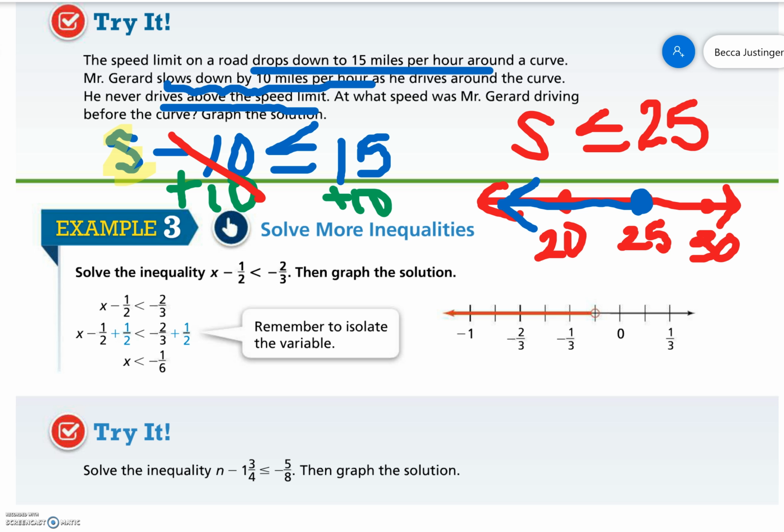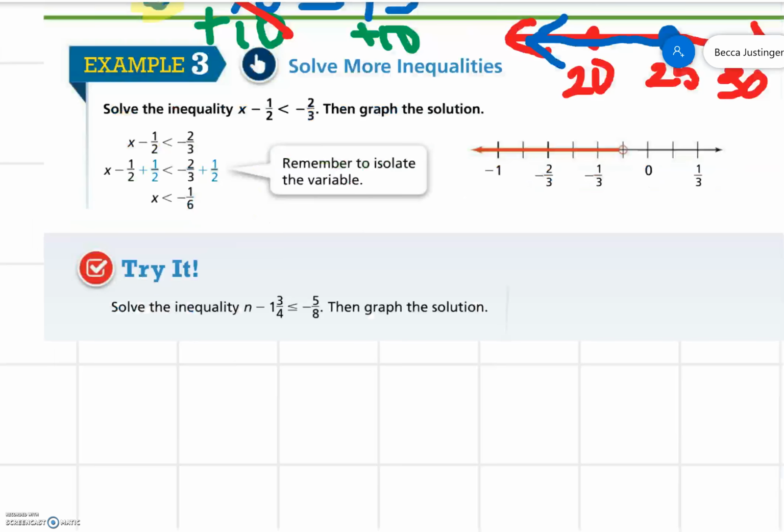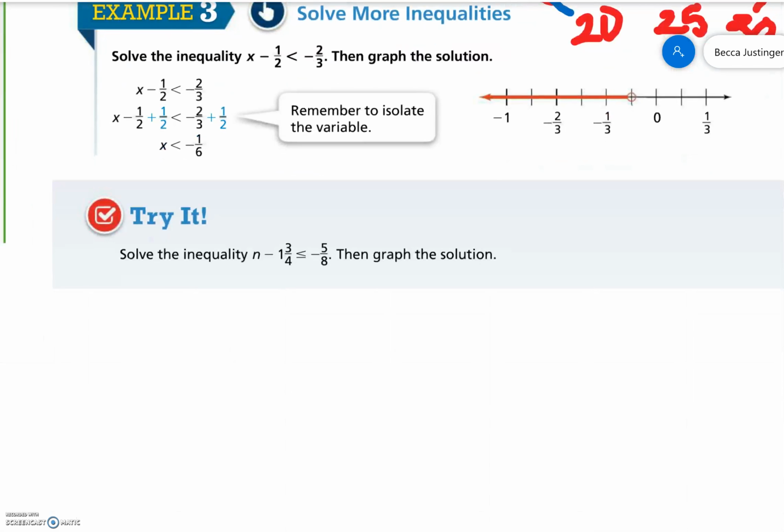Solve more inequalities. Solve the inequality x minus 1/2 is less than negative 2/3. Okay, this is only tricky because it has fractions, but you guys can do this. So we are going to get the variable by itself, x. Right now, 1/2 is being subtracted, so we're going to add it to both sides. Cancels out on the left.